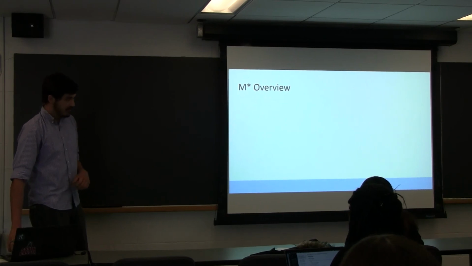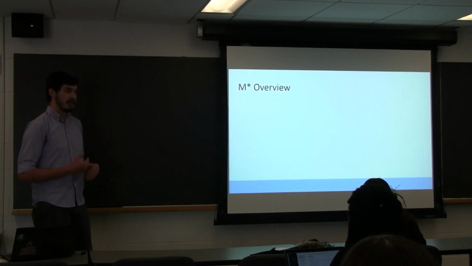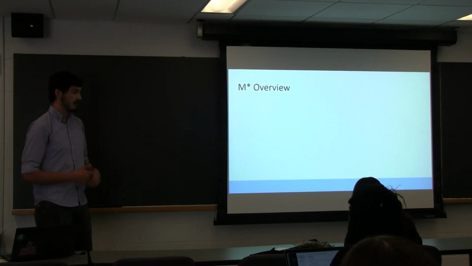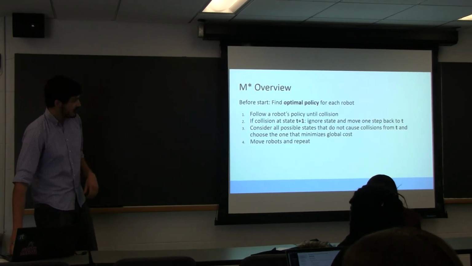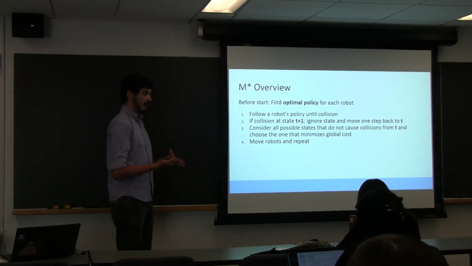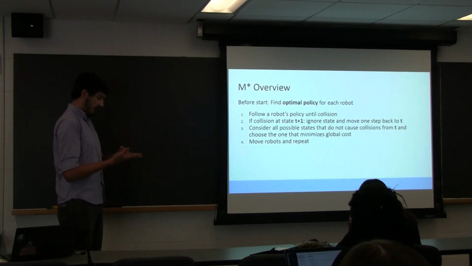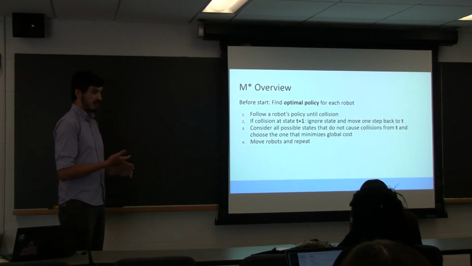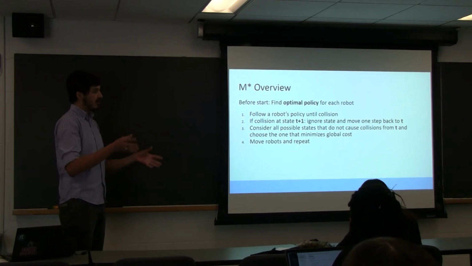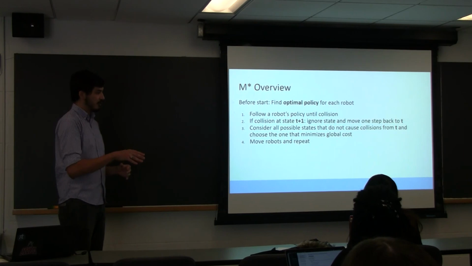The algorithm itself, the paper, is very dense and there are a lot of concepts that are complicated. I'm going to simplify it and go through an example, and I think that'll explain how the algorithm actually works, and I'll go into some concepts that are relevant for the design. Here's a really brief overview. Before you start, you need to calculate an optimal policy for every robot, from every state to a goal. From that, you start following the policy. If there's a collision, you move back one step, consider all possible states that don't cause a collision, choose the one that minimizes the global cost, move, and repeat.